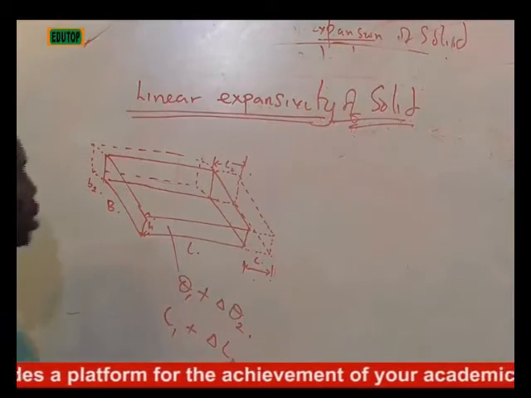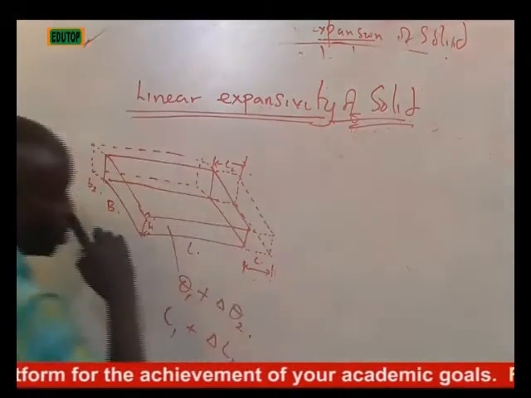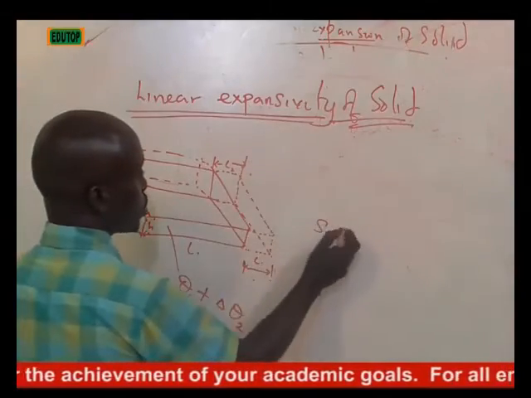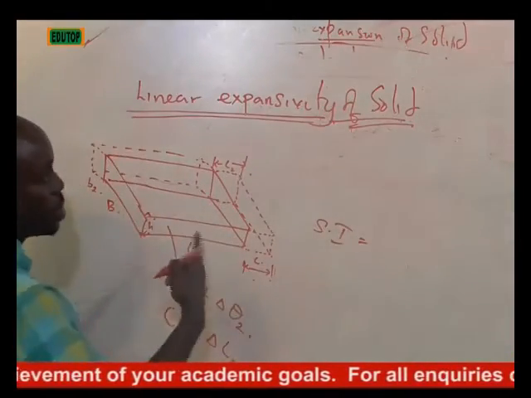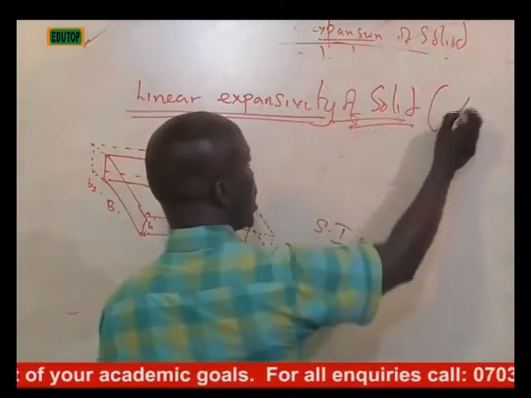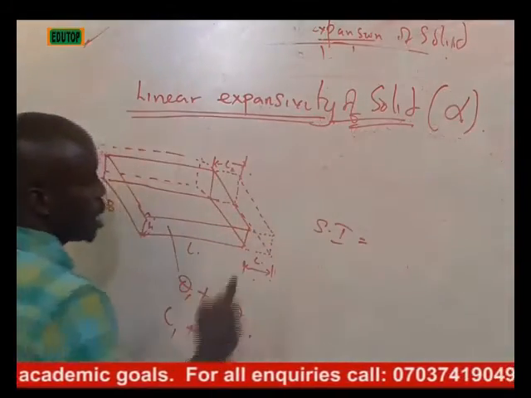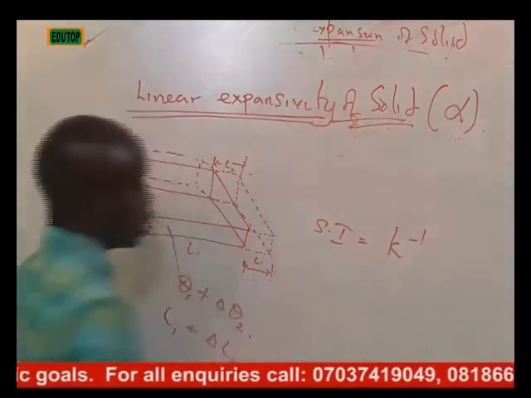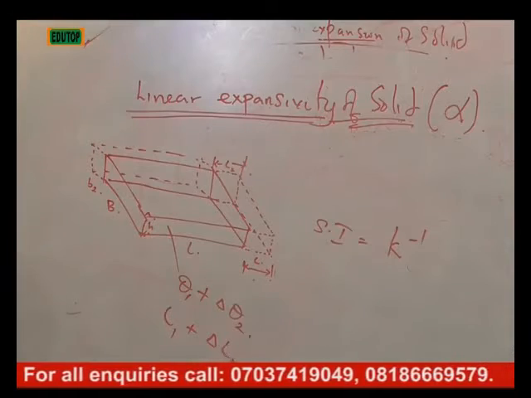So what is the formula here? Another thing you must know is the SI unit of linear expansivity. Linear expansivity is denoted by alpha. And the SI unit is per Kelvin. That's the SI unit of linear expansivity.